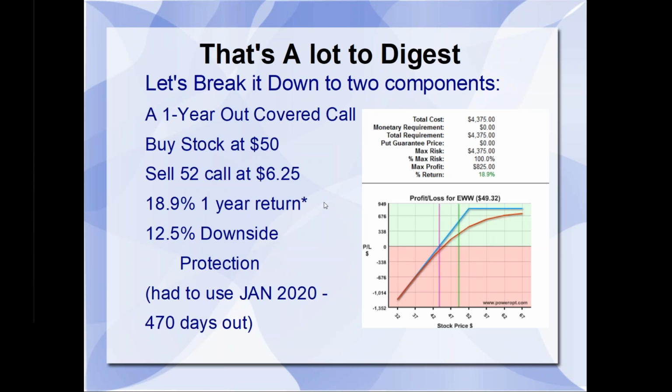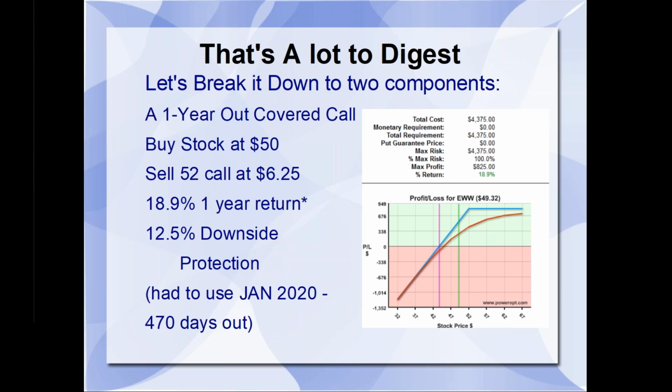First off, it's simple. It's a 1 year covered call. I chose EWW for an example. We could buy the stock at 50, and we could sell the 52 call for around $6.25. All right, so we get some appreciation, be around an 18.9% 1 year return if assigned, not including the 5% coming in for dividends if you weren't assigned early, which may or may not happen depending on the situation.